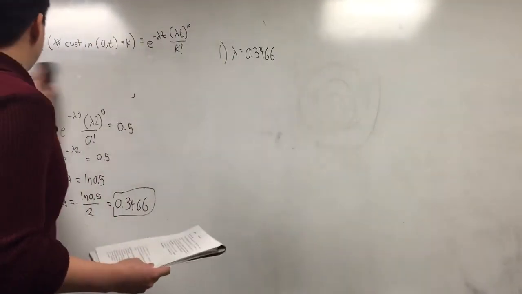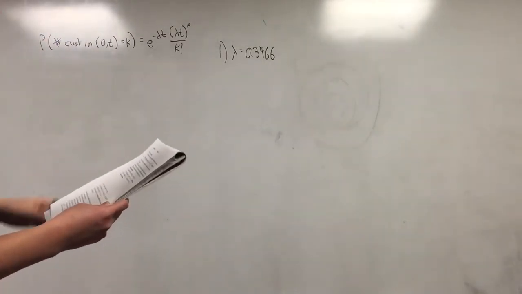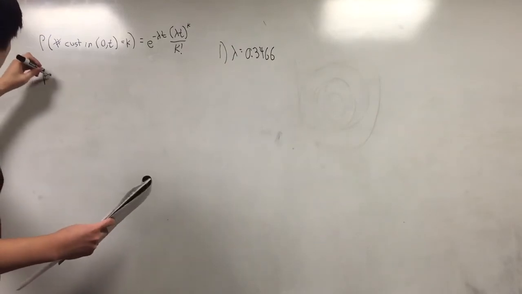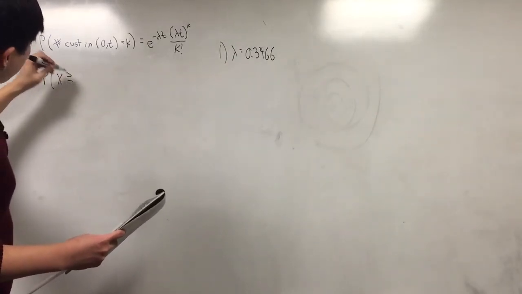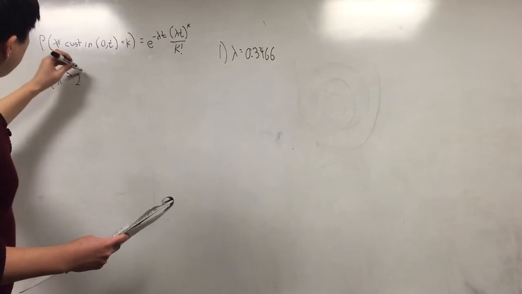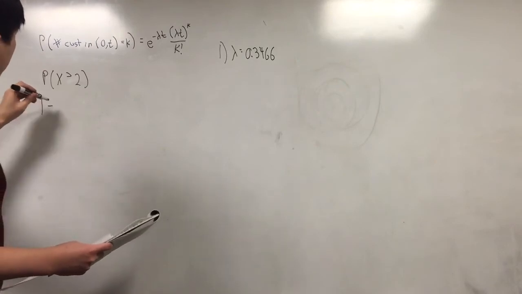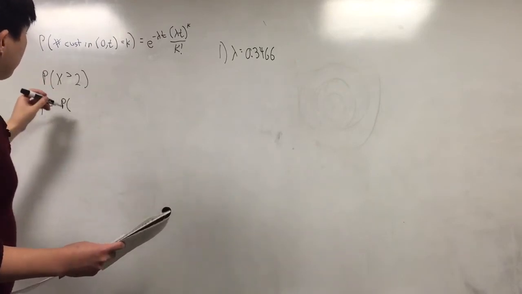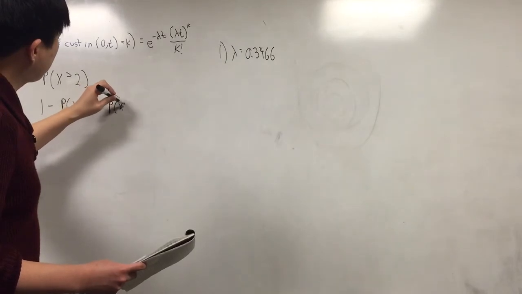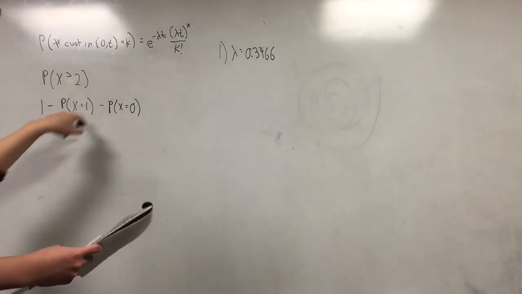Alright, so now we can do part 2. In part 2, we're asked to find the probability that in 10 minutes, at least 2 customers will arrive. So the probability of x strictly greater than or equal to 2 is equal to 1 minus the probability of x equal to 1 minus the probability of x equal to 0. Okay, so now we simply plug this in.